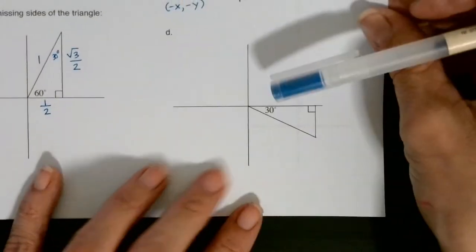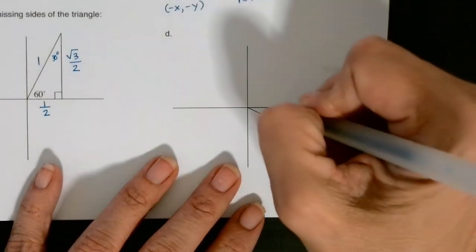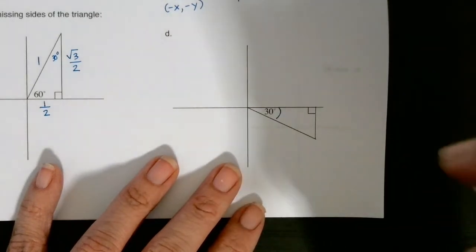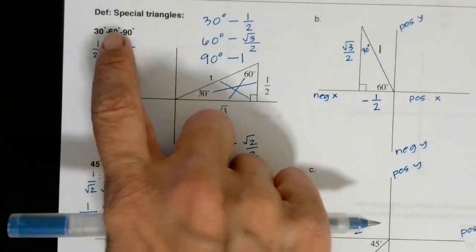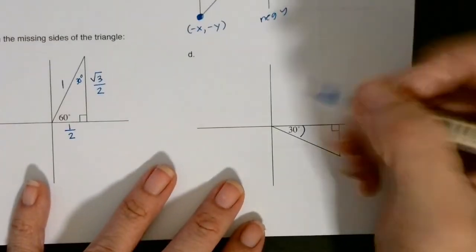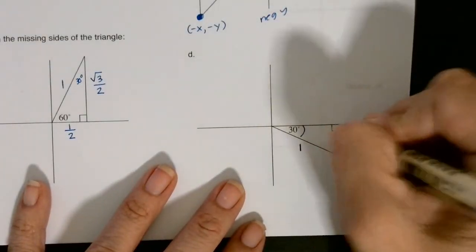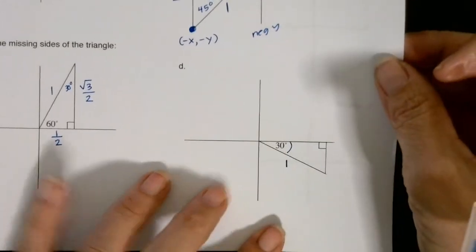Oh no, they're trying to trick us. Instead of giving us 60 degrees, they give us 30 degrees. But we are not tricked. We know it's a 30, 60, 90 triangle. So we know this is a special triangle, so we know the radius is 1. It's opposite that right triangle always.